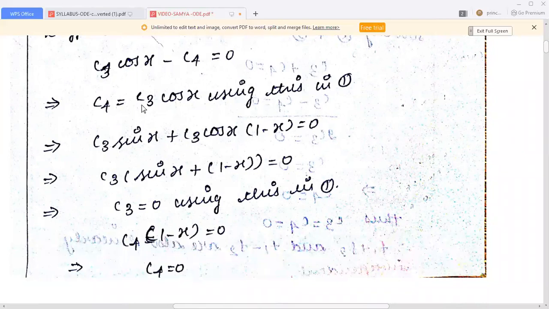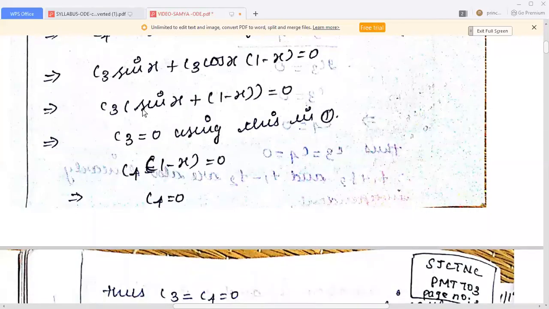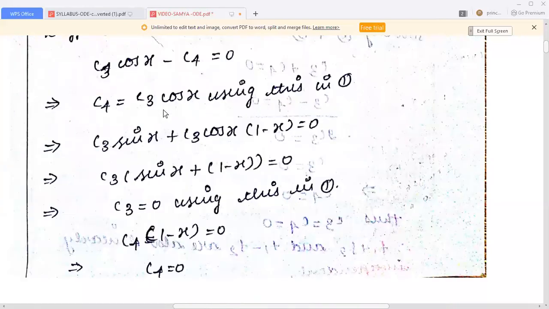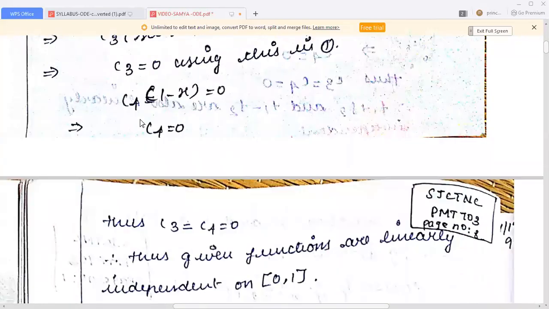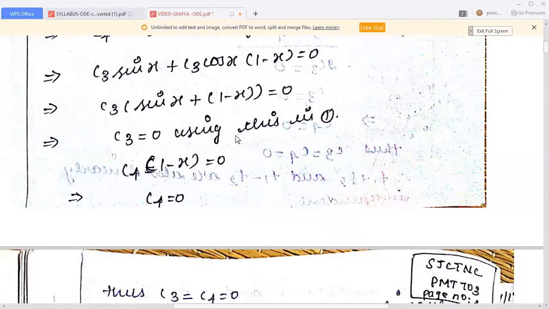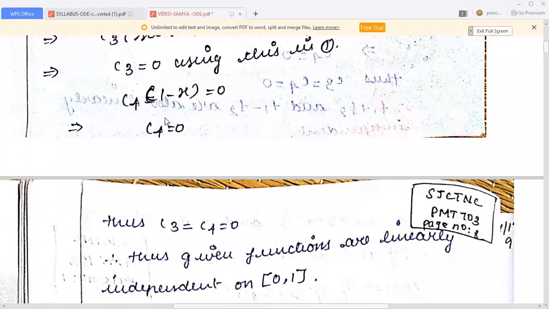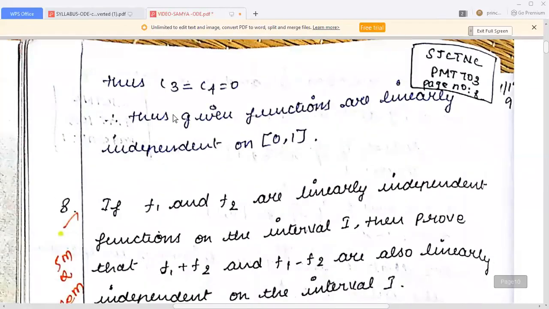This implies C4 equal to C3 into cos x. Using this result in equation number 1, we get C3 into sin x plus C3 into cos x into 1 minus x equal to 0. We can take out the common element C3 in this expression. We get C3 into sin x plus 1 minus x equal to 0. This implies C3 equal to 0. So using this result in equation number 1, we get C4 value is also 0. Thus, C3 equal to C4 equal to 0. Therefore, the given functions are linearly independent. Thank you.